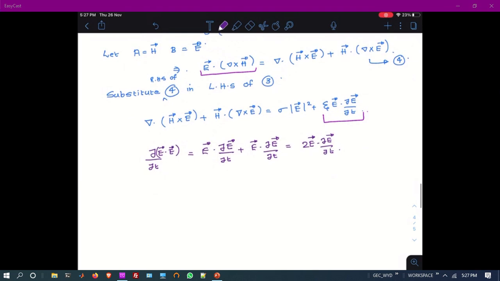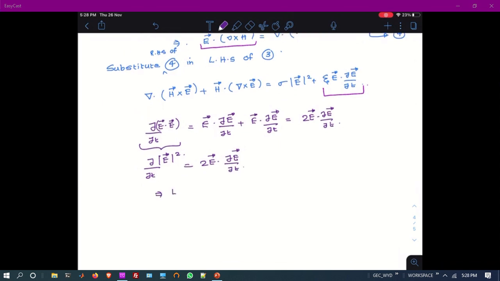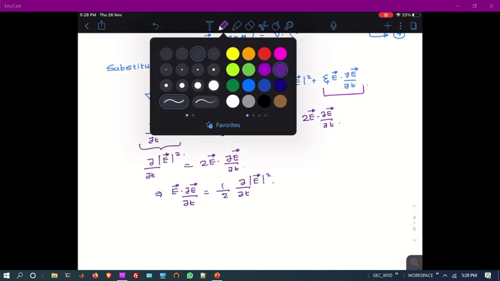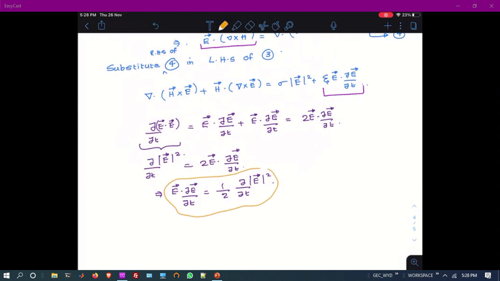Okay, and this expression, dou by dou t of magnitude of E squared, is equal to 2 into E dot dou E by dou t, which implies E dot dou E by dou t is equal to 1 by 2 dou by dou t of magnitude of E squared. So this you can substitute in here. Let's name that equation number 5.